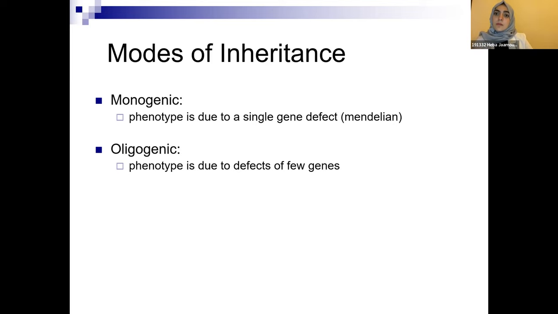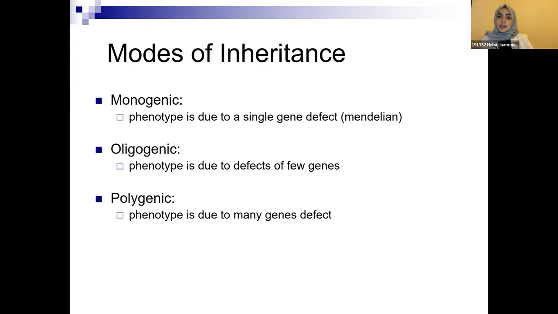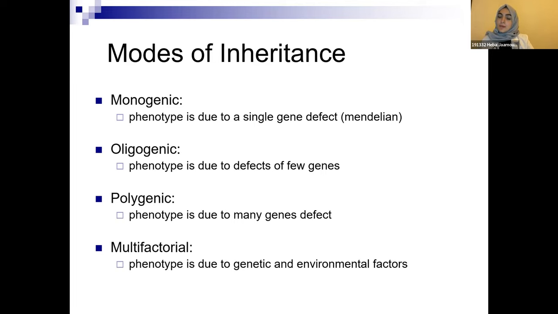The next kind of mode of inheritance is oligogenic, and oligo just means a few. So again, phenotypes that are due to defects in a few genes, okay? And then the next one we have is polygenic, which is due to many gene defects. And then the last one is multifactorial, a phenotype that is due to genetic defects and environmental factors. So multifactorial involves two factors, one of which is genetic and another one is environmental, okay?